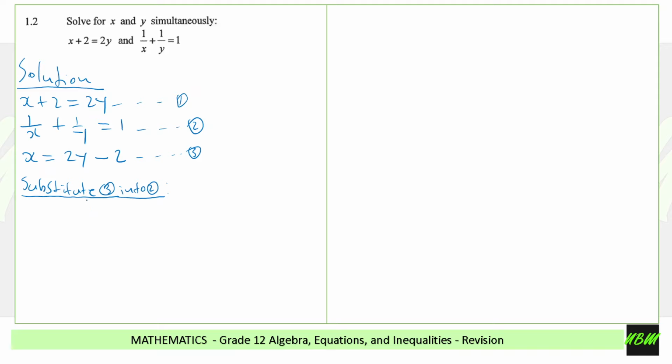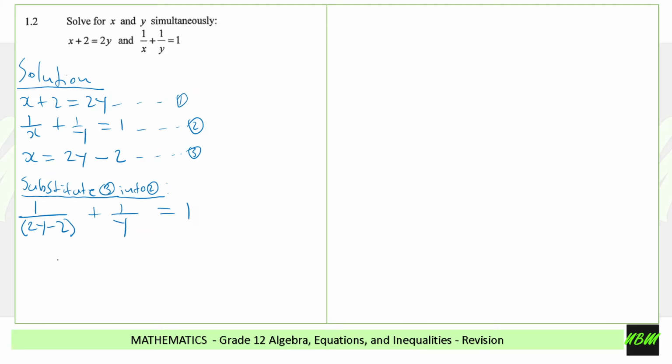So this means in equation number 2, where we see x, we are going to substitute 2y minus 2. So we have 1 divided by 2y minus 2 plus 1 divided by y is equals to 1. And whenever we are dealing with fractions, either in the numerator or denominator, you have more than one term. Put those terms inside the bracket to avoid making mistakes when you're actually solving the equation.